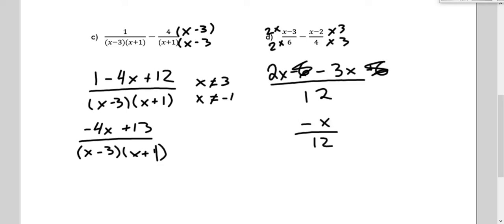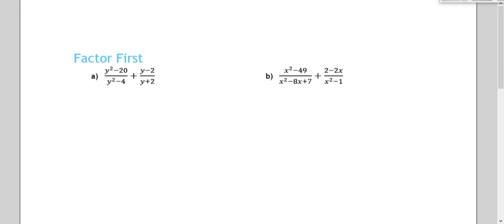Okay, and then our last one is when it is not factored. We cannot guarantee that we have the same denominator, so we need to check. The first thing that you should do is always factor the denominators first. I don't really care about the numerator right now. So if I do this, this says y plus 2, y minus 2. So this one is missing a y minus 2.